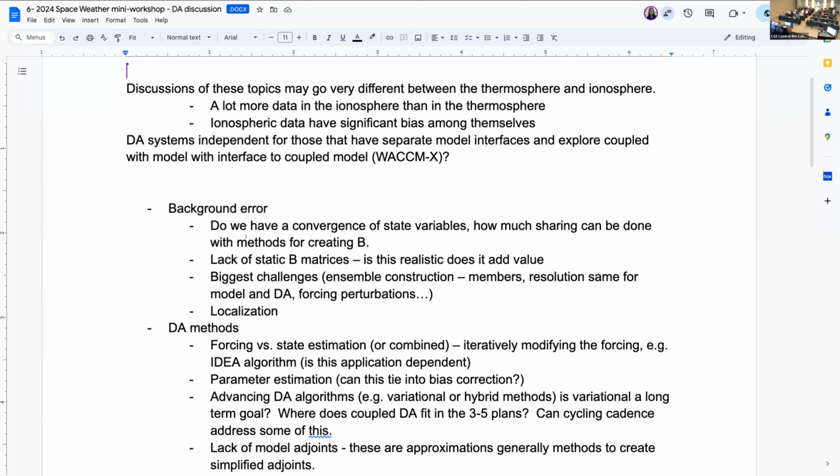Points we were going to cover. A little bit of intro here, and I'll hand it over to Nick here to begin the discussion. Right. So the discussion here is on data assimilation.